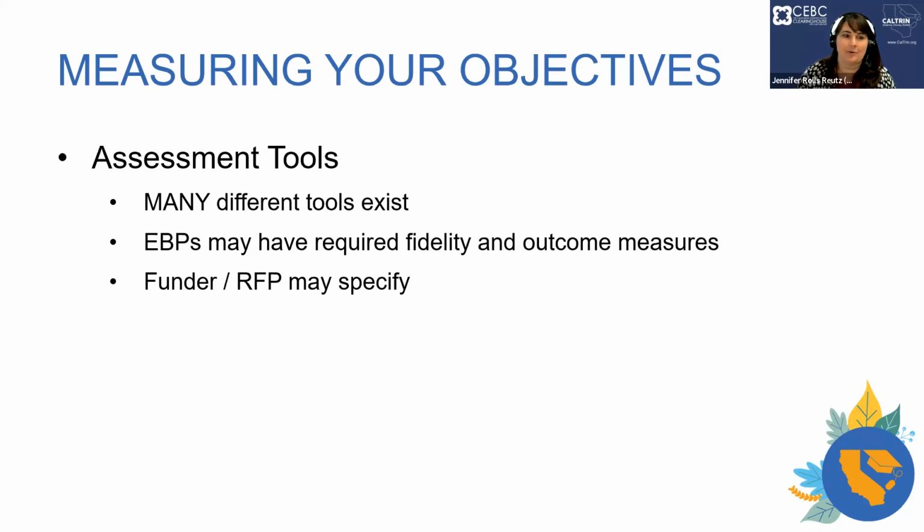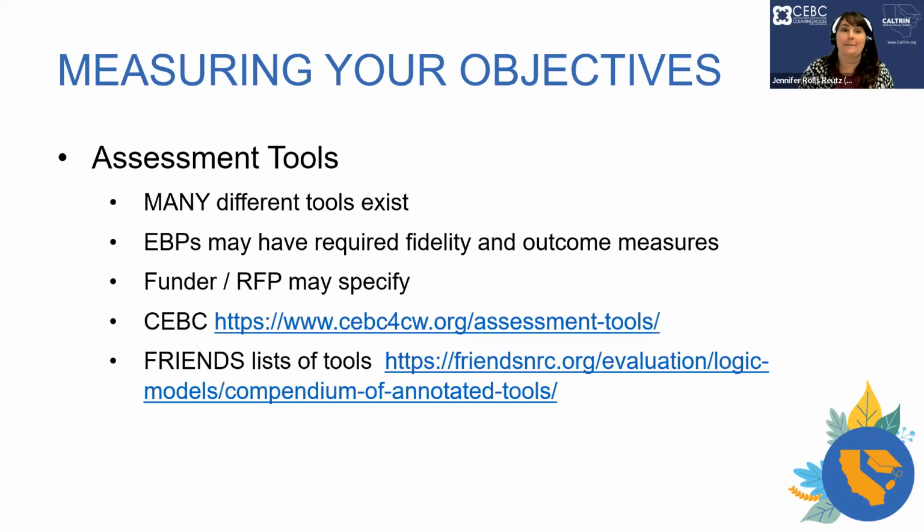What if it's not? What if you have a program and you've got to pick something? Well, we've got some sources to consider. As Jess mentioned earlier, in addition to being part of CalTRIN, I'm also with the CEBC, the California Evidence-Based Clearinghouse. And we actually have an assortment of assessment tools that we've rated and we provide descriptions of. Another great resource is FRIENDS. I can't think what FRIENDS stands for, but it's a National Resource Center. They, again, have a compendium of tools that you can use.